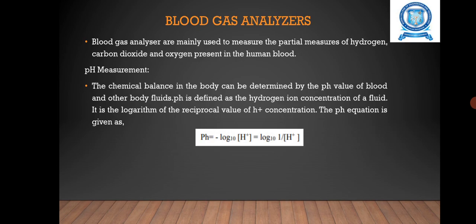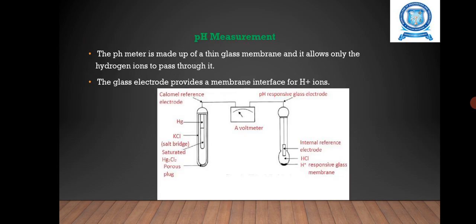pH is defined as the hydrogen ion concentration of a fluid. Here it is the logarithm of the reciprocal value of the H+ concentration. Then the pH equation is pH equal to minus logarithm to the base 10 of H+. Then we are going to learn about the pH measurement.